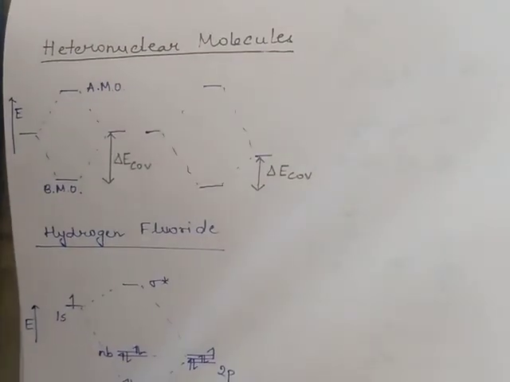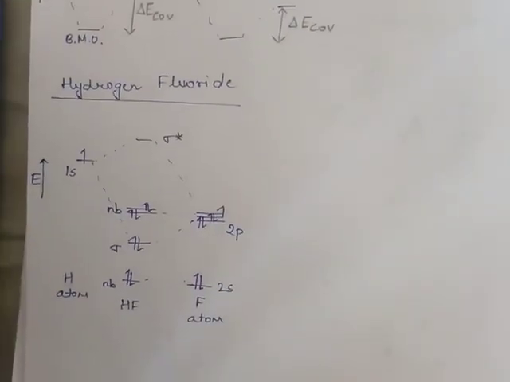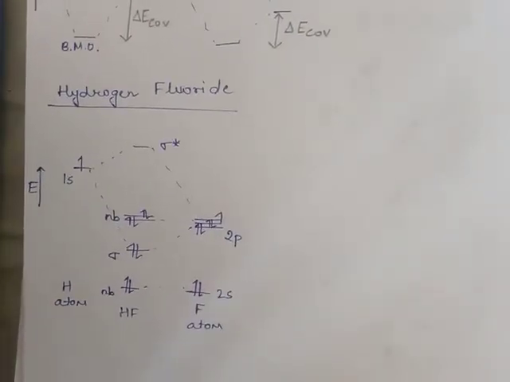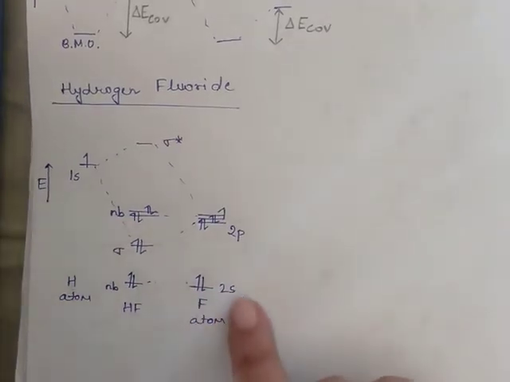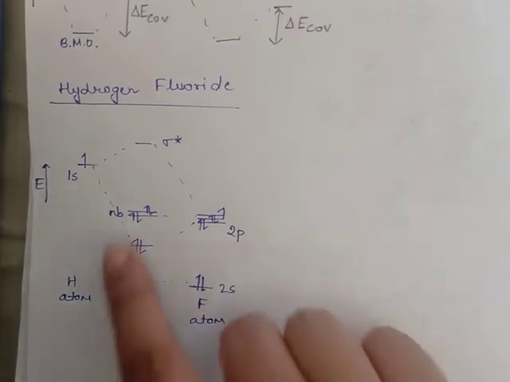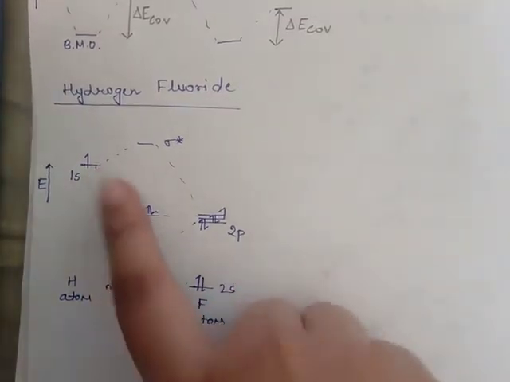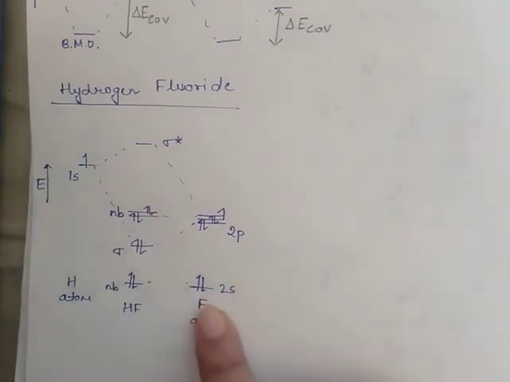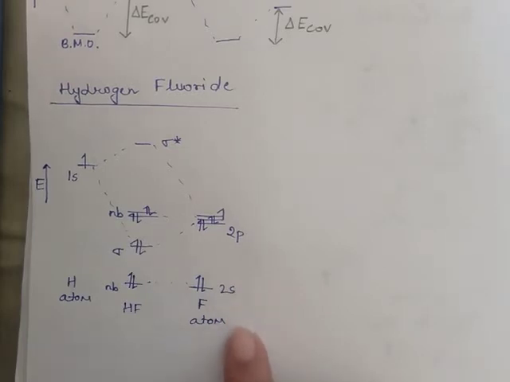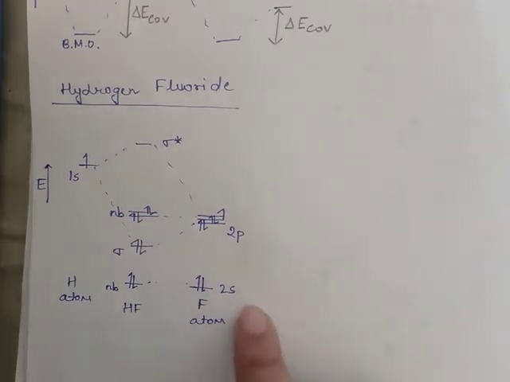Now moving on to the specific examples. The first easiest example is hydrogen fluoride. As you can see, this is the 2s of the fluorine atom while this is the 1s of the hydrogen atom. This huge difference is because of the fact that fluorine is much more electronegative than hydrogen. So the 1s of fluorine is so far below that it is not even drawn in the diagram. It has become an inner electron. So we consider from 2s.